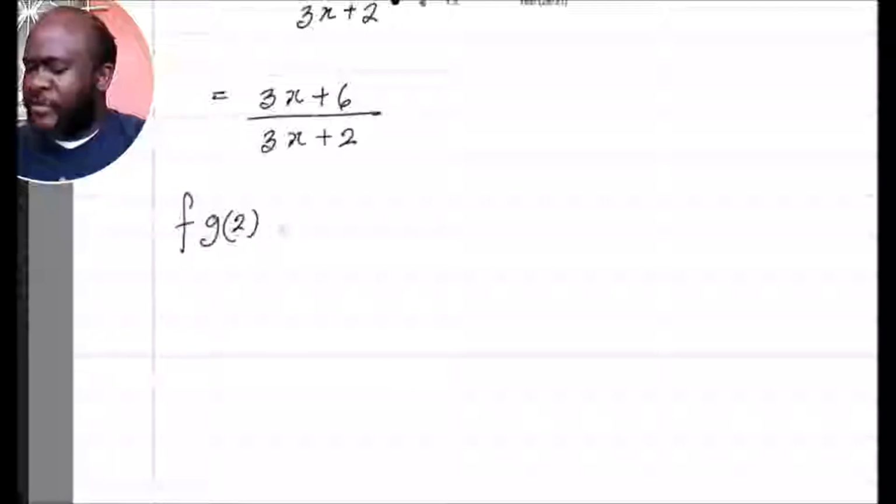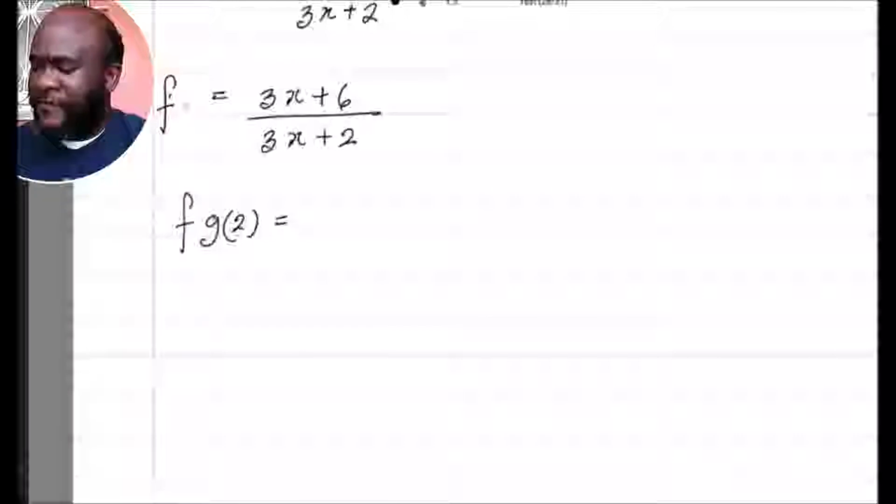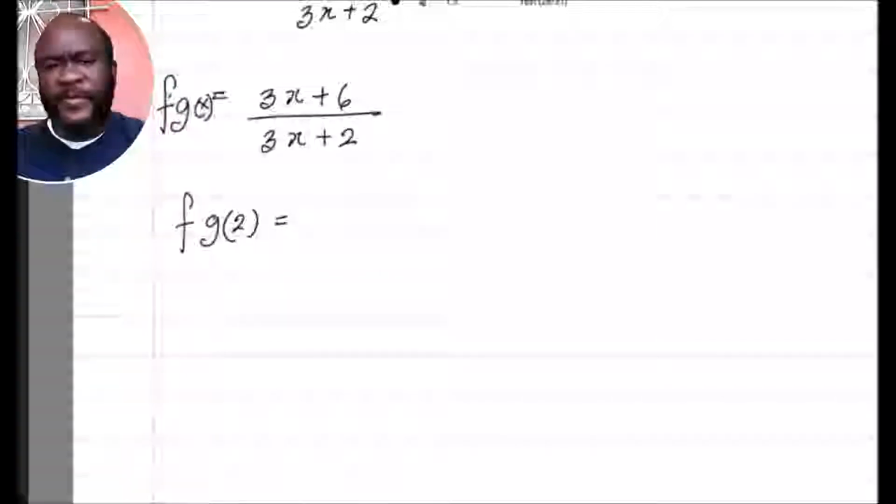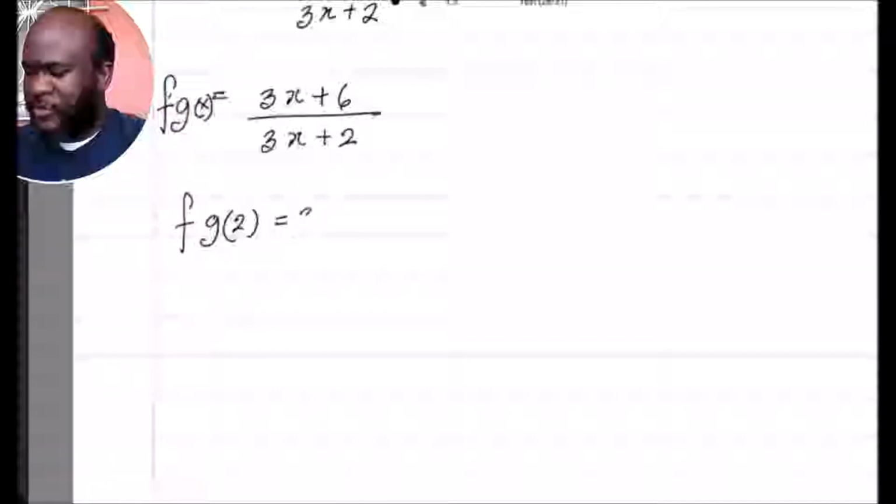Now, f of g of 2. If I have an expression for f of g of x and I wish to find f of g of 2, it's simple. In f of g of x, wherever I see x, I simply take out x and put 2. So this is 3 times 2 plus 6 over 3 times 2 plus 2.